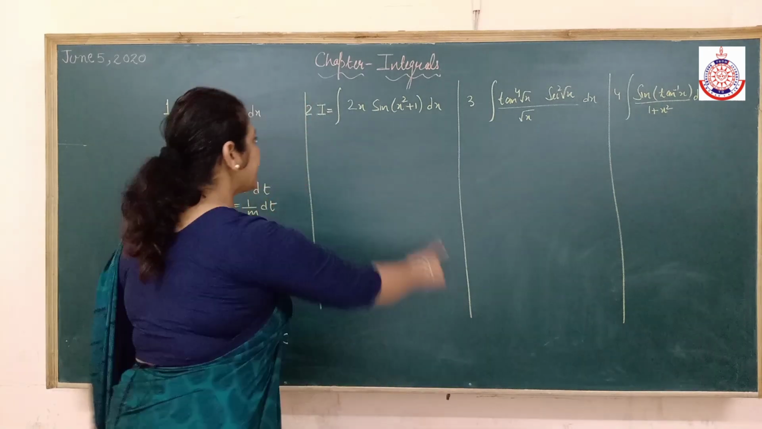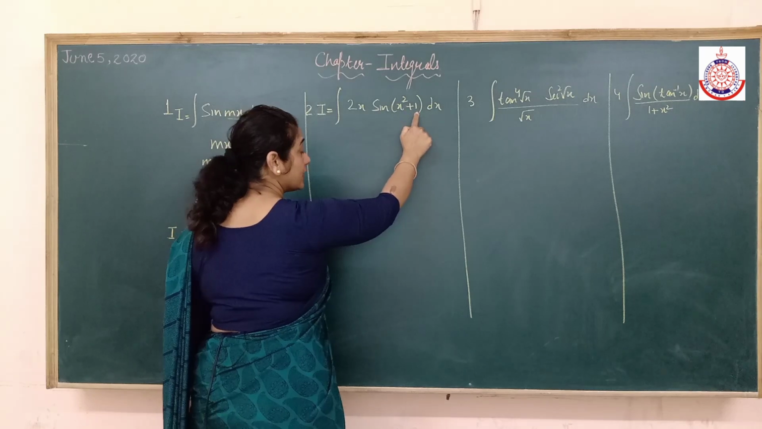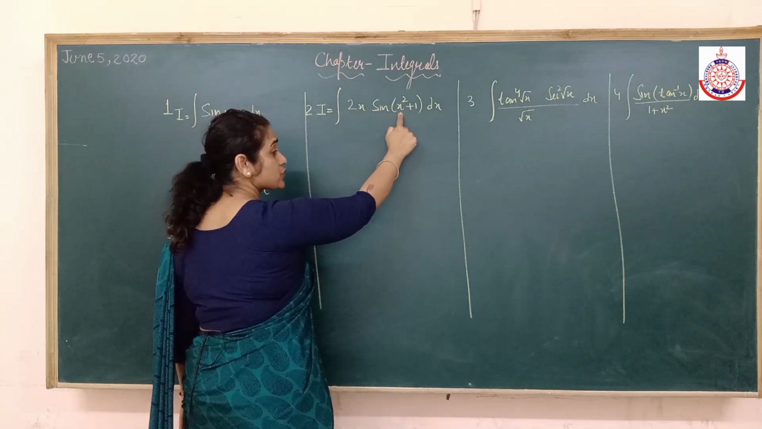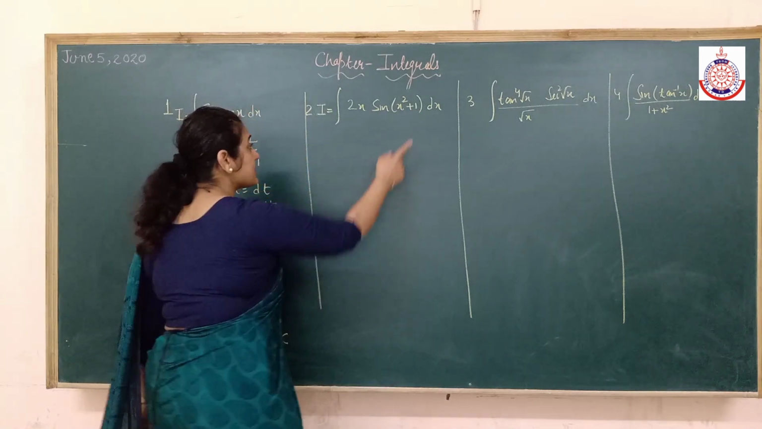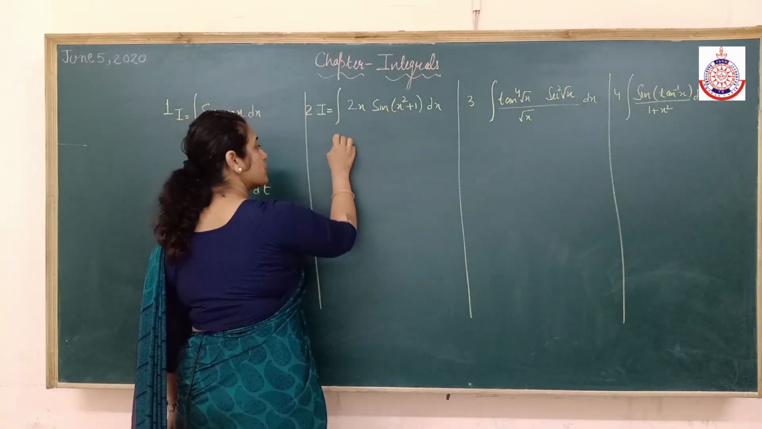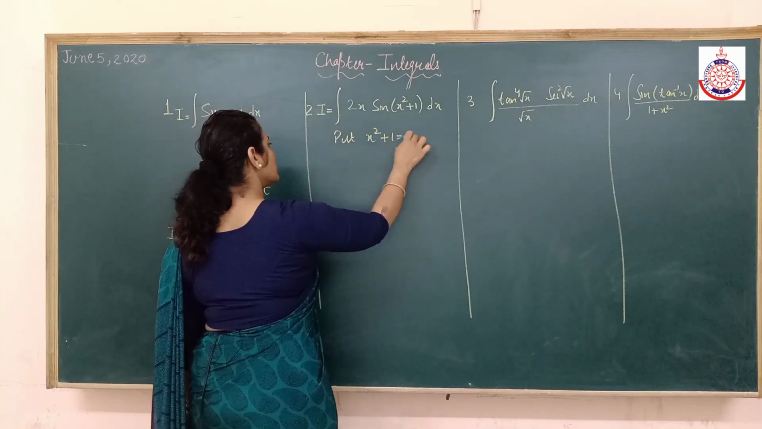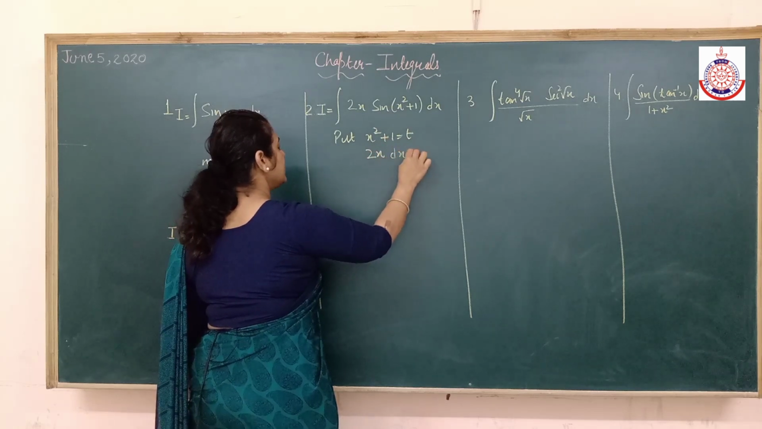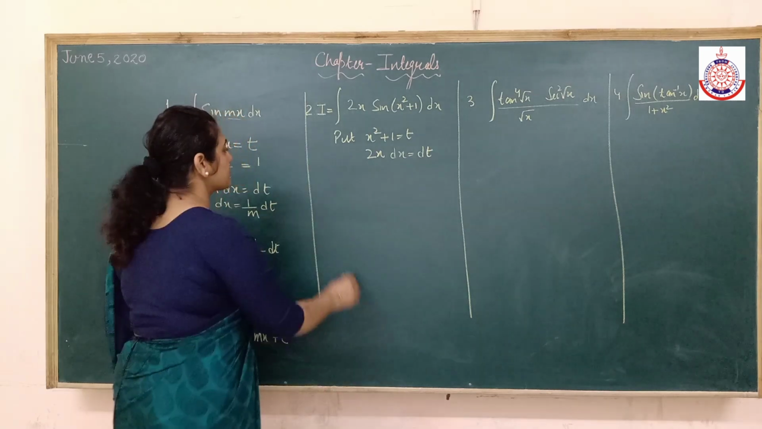Now, the differentiation of sine of x square plus 1 I don't have. X square plus 1. What is the differentiation of x square plus 1? X square differentiation is 2x. 1's differentiation is 0. So that means I have the differentiation of x square plus 1. So what I'll do, I'll put x square plus 1 is equals to t. Differentiate: 2x dx equals dt. Is it clear?